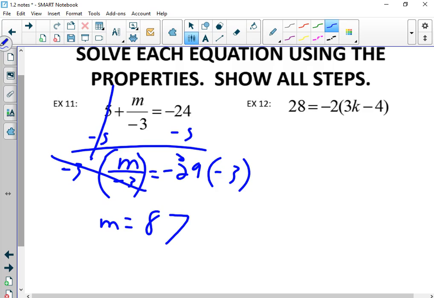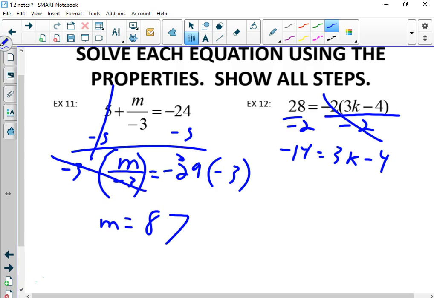I'm going to do the shortcut on this one because 28 is even. So we can start off by saving ourselves some time and getting rid of that -2. So -14 equals 3k minus 4. Remember, if that was an odd number, you couldn't do that.